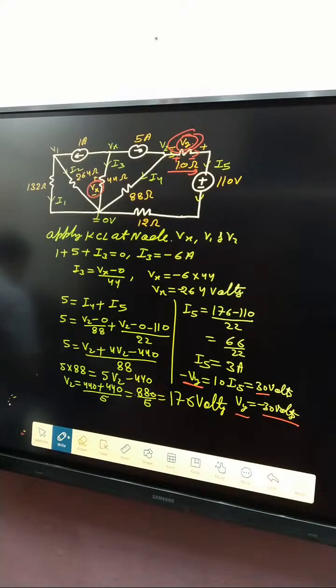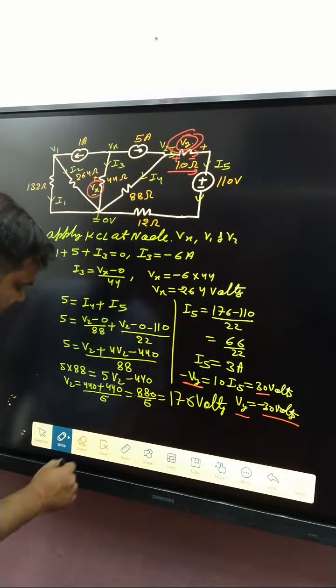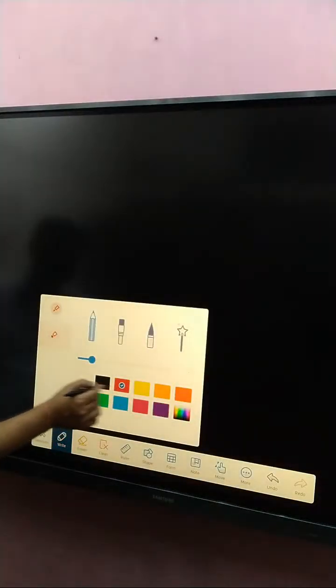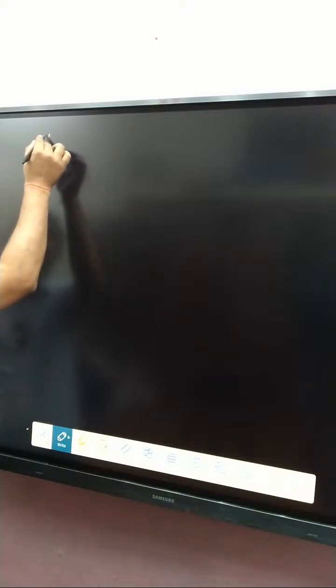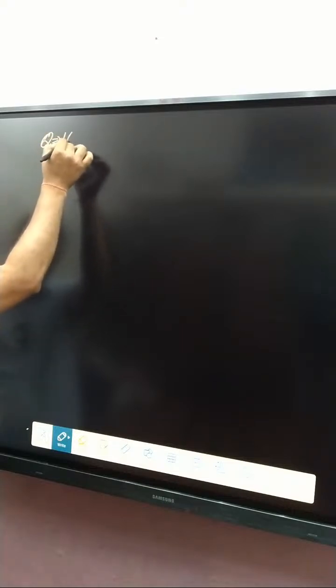Now next I have taken another problem also. Basically, this question is question number 16. Now what about that question?